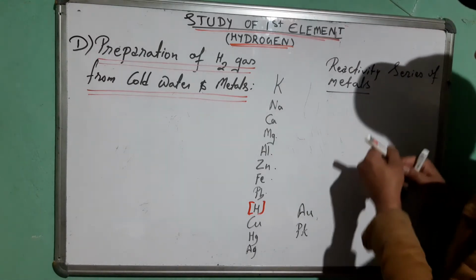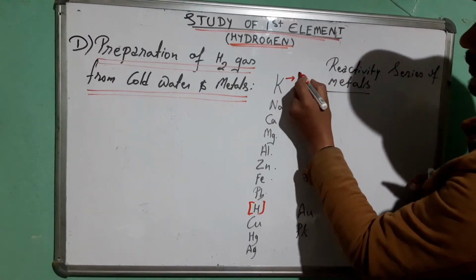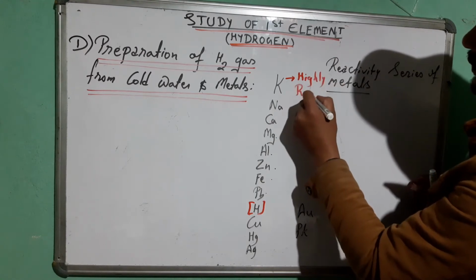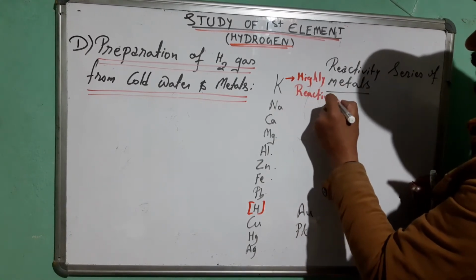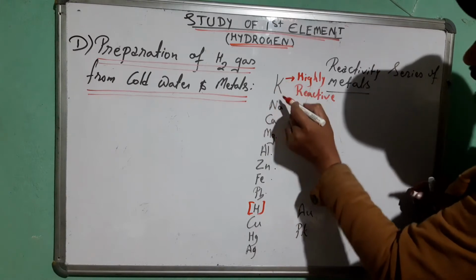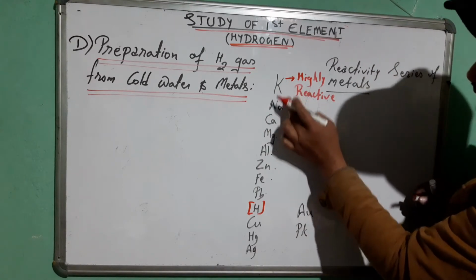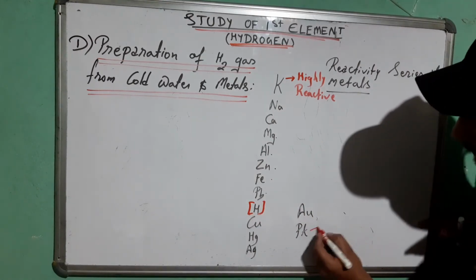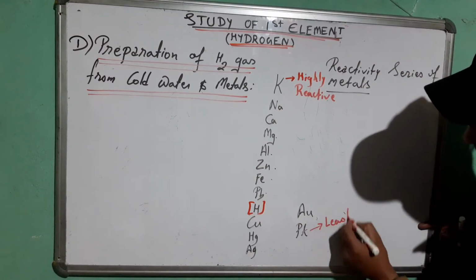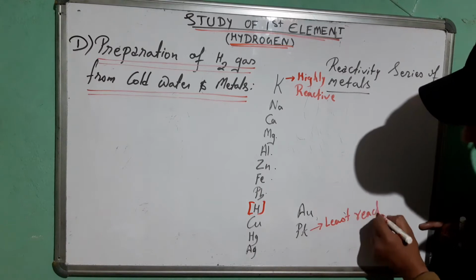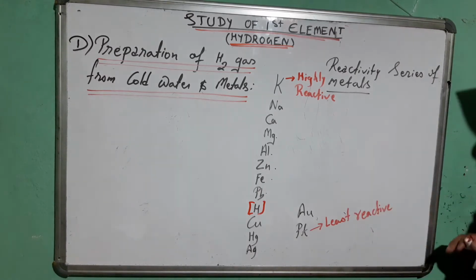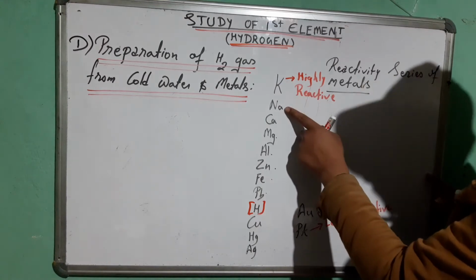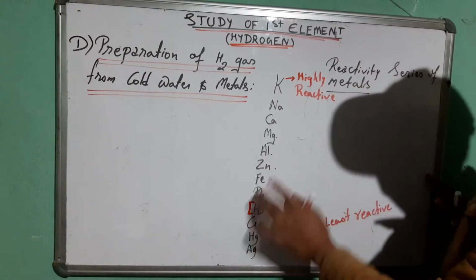So the metal at the top is highly reactive, and the reactivity goes on decreasing when you move down this line. And this is the least reactive metal. So first highly reactive is potassium, after that sodium, after that calcium, magnesium, and so on.